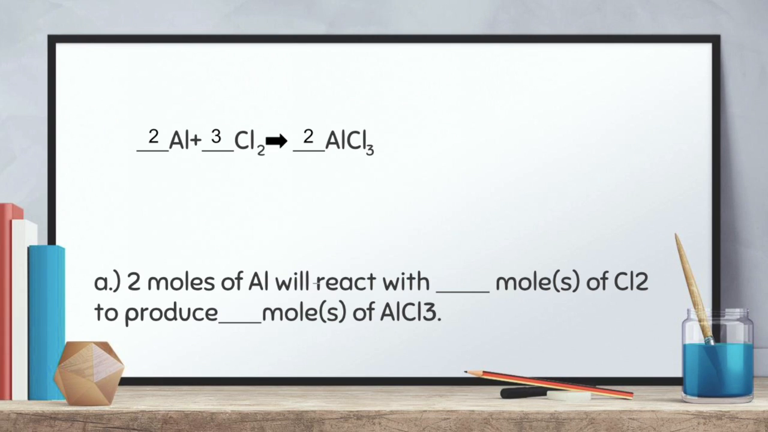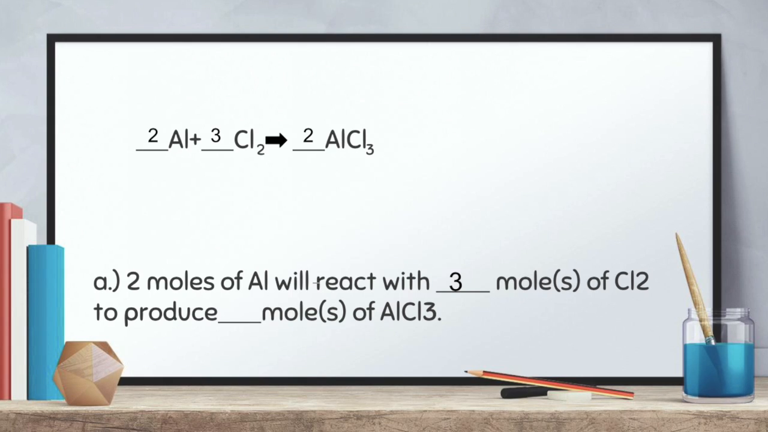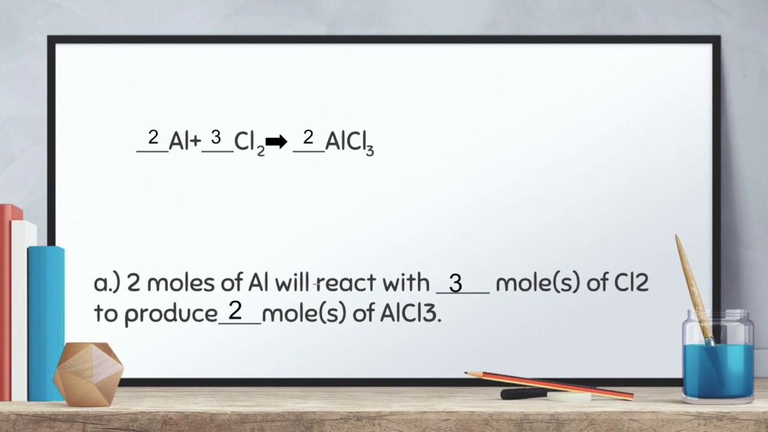In problem A, we are using the balanced equation we used in problem 1. So A says 2 moles of Al will react with blank moles of Cl2 to produce blank moles of AlCl3. 2 moles of Al will react with 3 moles of Cl2 to produce 2 moles of AlCl3.